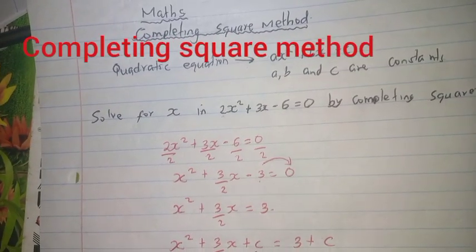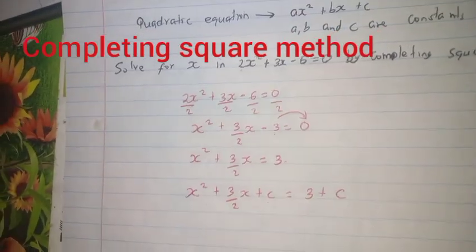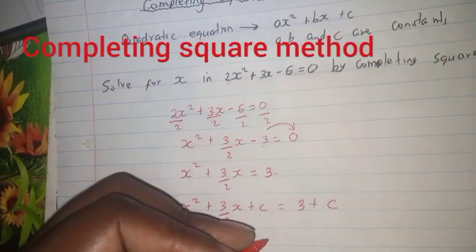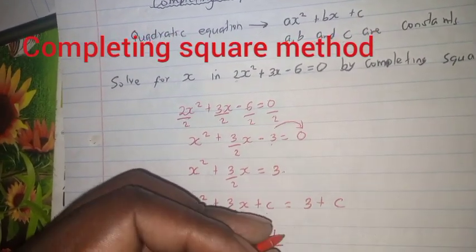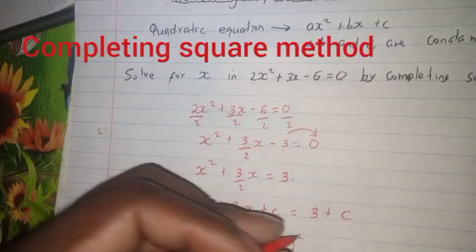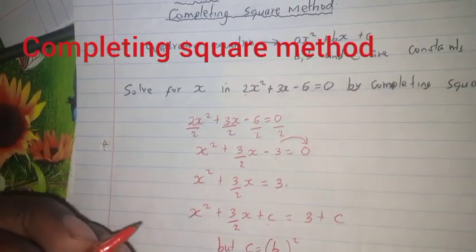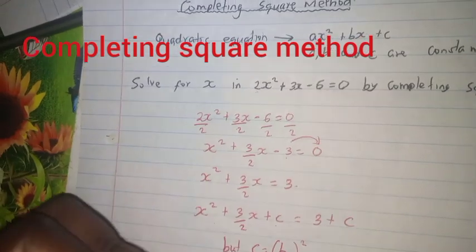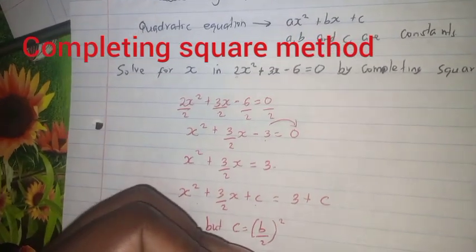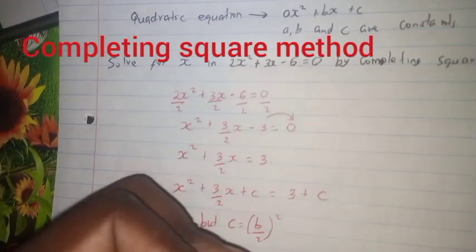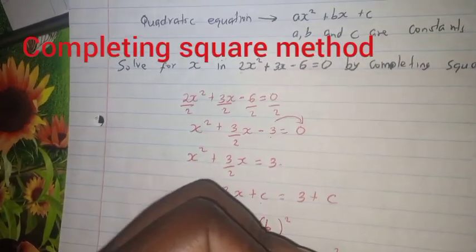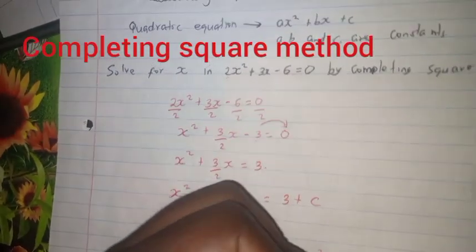This constant that we've added here, we add on both sides. But now we normally say that c is equal to b over 2 and then squared. Now, in our case, what is our b? Our b is equal to 3 over 2. That means c will be 3 over 2 divided by 2 and then squared, which is 3 over 4 squared.